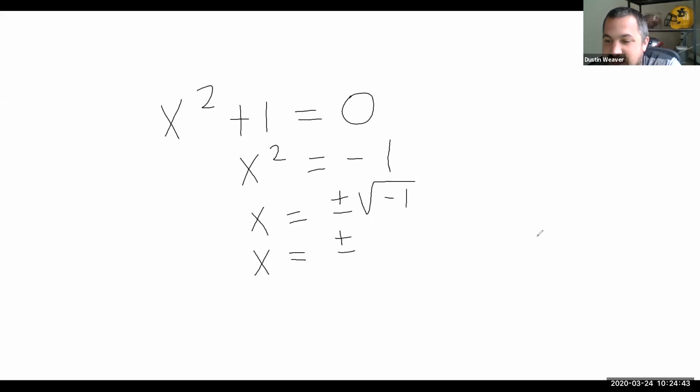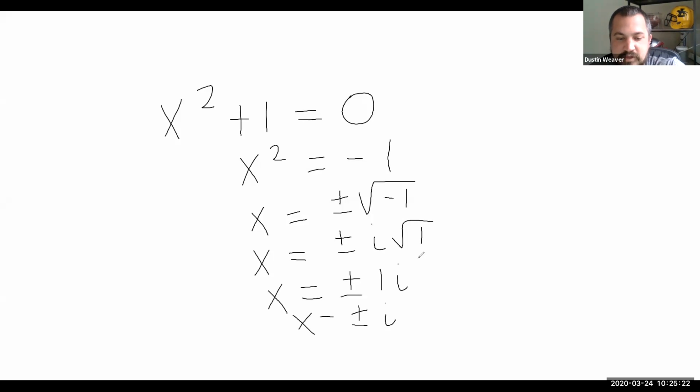To get a negative out of a square root, it is called i. I stands for an imaginary number, and it's got a little tail on it to kind of show you what it is. So the way you write it in math is like this: i, and then the number stays in the square root. So it's i square root of 1. And then what's the square root of 1? 1. So it's just plus or minus 1i, which is the same thing as saying plus or minus i. So the answer is x equals plus or minus i.